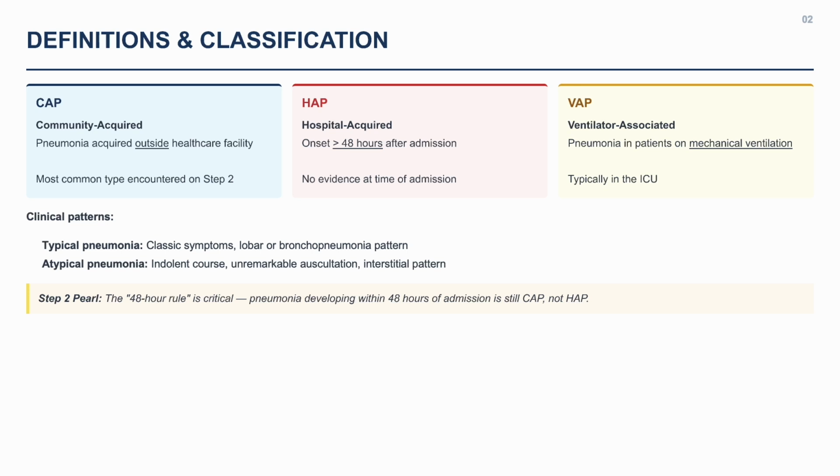Clinically, pneumonia also presents in two patterns. Typical pneumonia has classic symptoms with abnormal lung exam findings. Atypical pneumonia has a more indolent course, often with unremarkable auscultation. The Step 2 Pearl: the 48-hour rule is critical. Pneumonia developing within 48 hours of admission is still classified as CAP, not HAP.